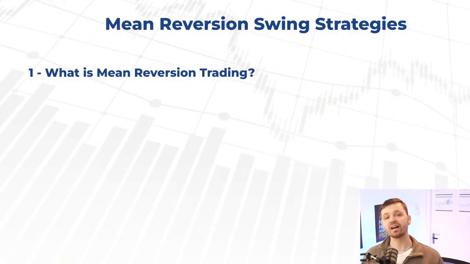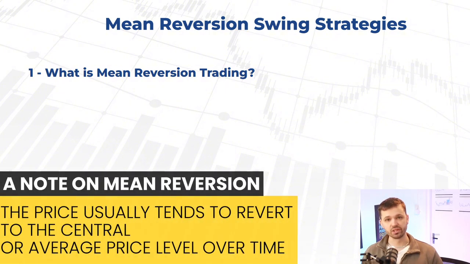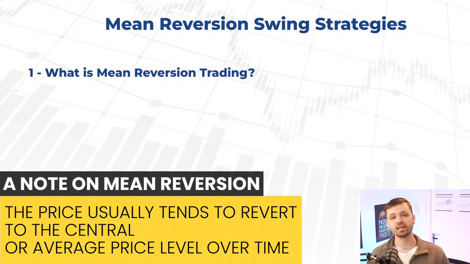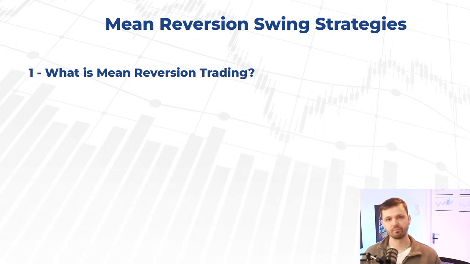All right, so now let's finally talk about mean reversion in trading, and specifically in swing trading. Now, mean reversion is the idea that price tends to return to a central or average price level over time. So imagine that you're taking a rubber band and you're stretching it far away. Eventually it wants to snap back to that original position. And in the world of trading, this concept suggests that if an asset moves too far away from its average price, it's likely to return closer to that average sometime in the future.